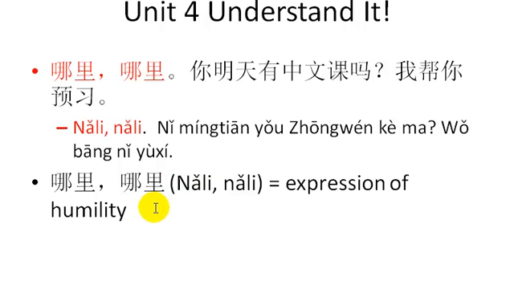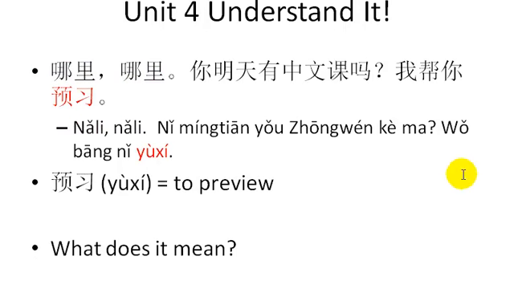So in this case, though, 哪里 is an expression of humility. If someone praises you and you want to express humility, then you can say 哪里. So Leo just told him that he writes very well and very fast, and so he wants to express humility, and he says 哪里.